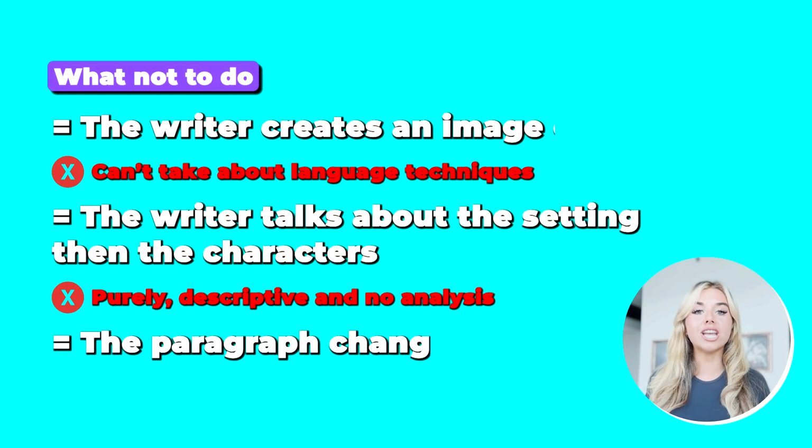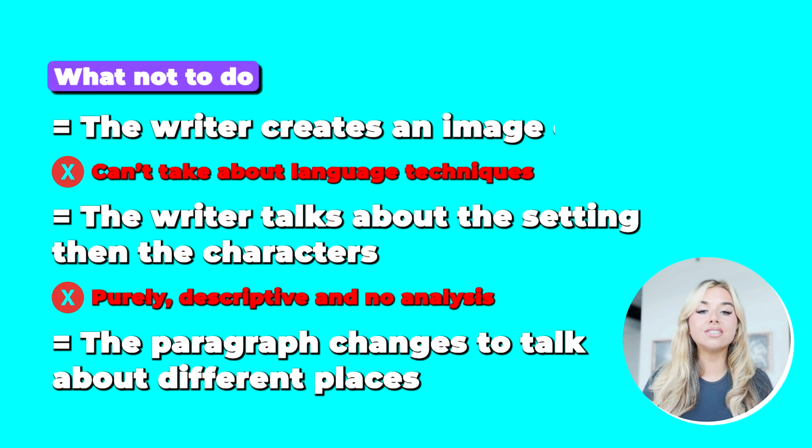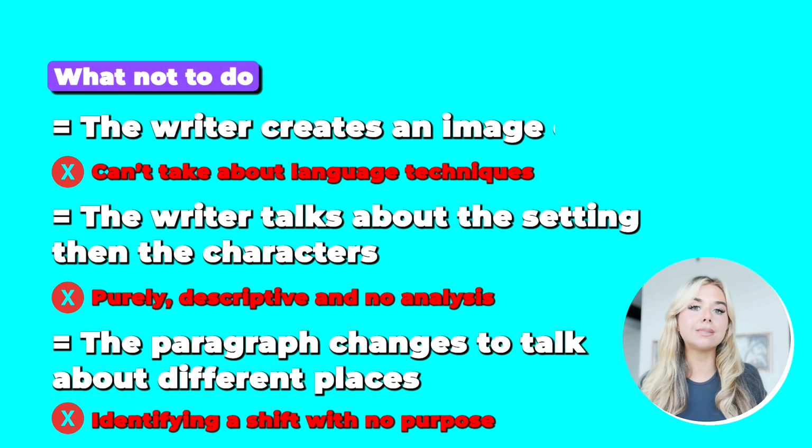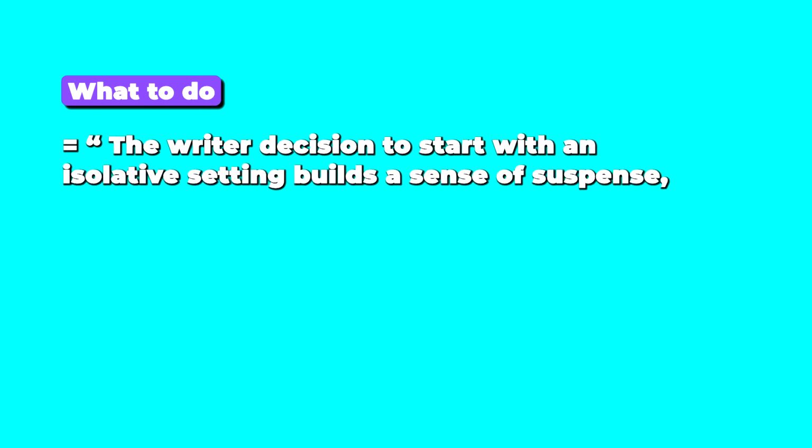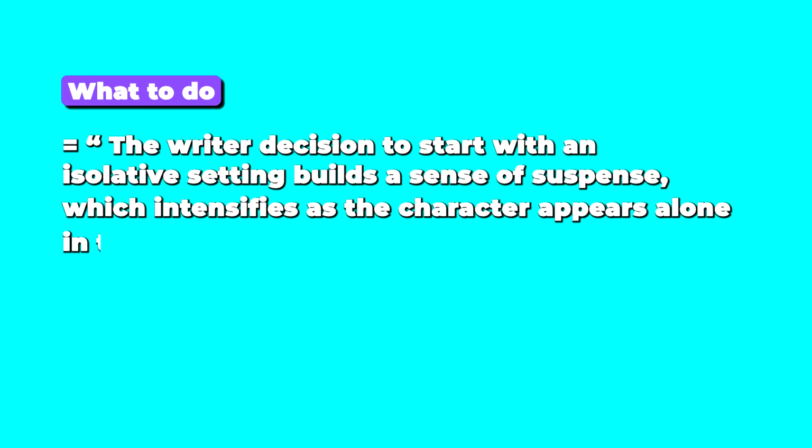The paragraph changes to talk about different places. Now this is slightly better because it is commenting on structure, how the setting's shifting, but it's identifying a shift, but with no explanation or no purpose of why that's there. Why is the writer shifting the setting? What was the purpose? What is the impact on the reader for that? That's what you want to focus on. So what you want to do instead is say something like, the writer's decision to start with an isolated setting builds a sense of suspense, which intensifies as the character appears alone in the vast landscape.